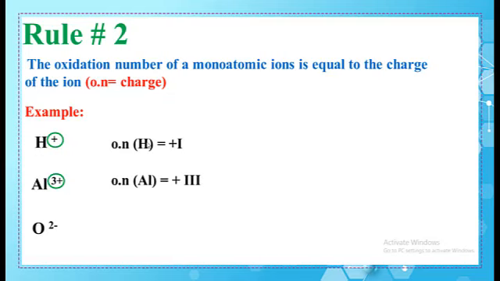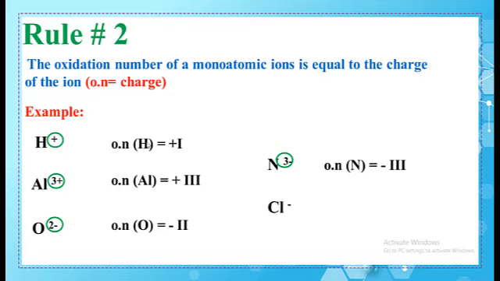The oxidation number of O2-, because it's a monoatomic ion, is equal to the charge of this ion. The charge is minus 2, so the oxidation number of O is equal to minus 2. The oxidation number of N3-, because it's a monoatomic ion, is equal to the charge of this ion. The charge is 3 minus, so the oxidation number of N is equal to minus 3. The oxidation number of Cl-, because the charge is minus, is equal to minus 1.